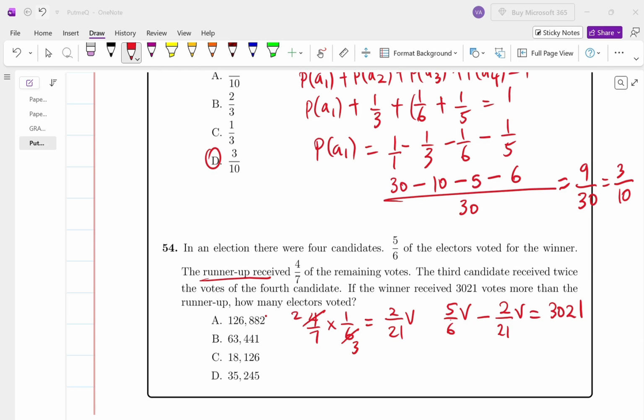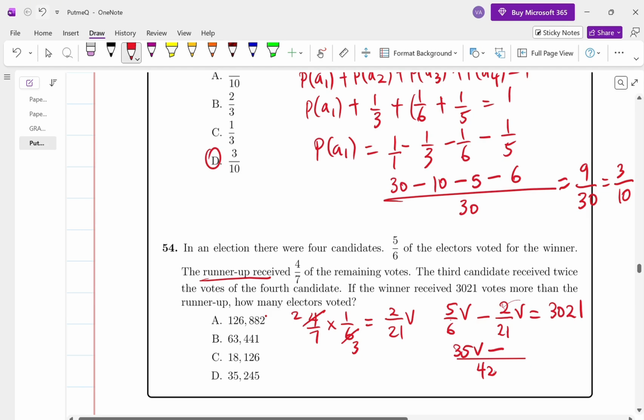Now for us to solve this, the LCM here for these numbers is 42. So 42 divided by 6 will give us 7. 7 times 5 will give us 35. So this is 35V. Minus 42 divided by 21 is 2. 2 times 2V is 4V. Alright. So that's 4V equal 3,021.